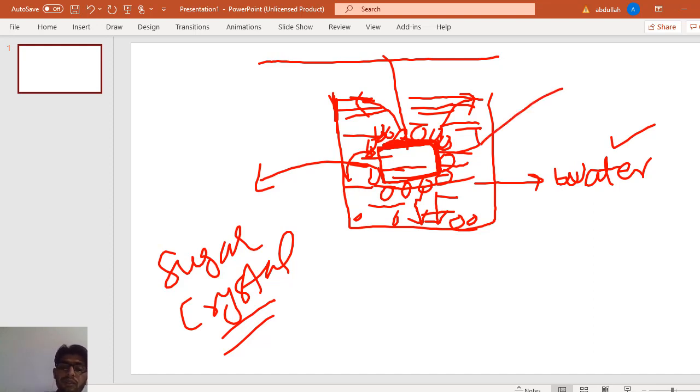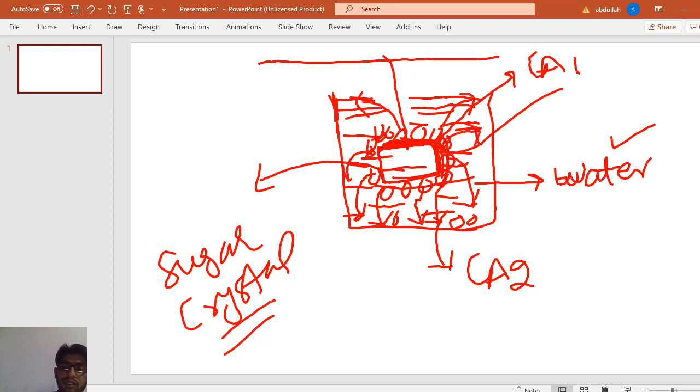Now suppose the concentration of sugar near the crystal is denoted by CA1. Similarly, the concentration of sugar at the bottom of the container will be denoted by CA2. So there is a concentration gradient, and due to this concentration gradient, the solute molecules will be transferred from the higher concentration region to the lower concentration region.